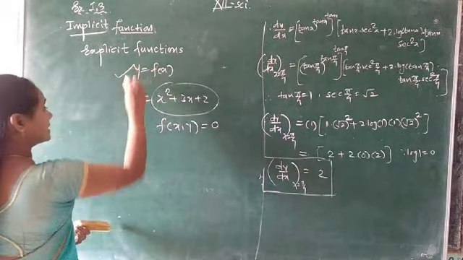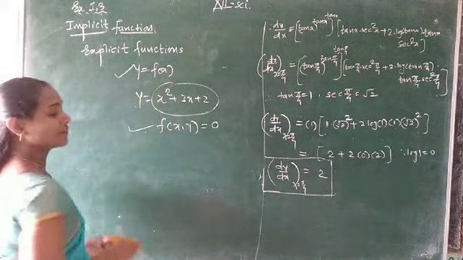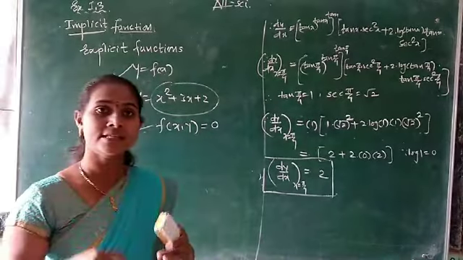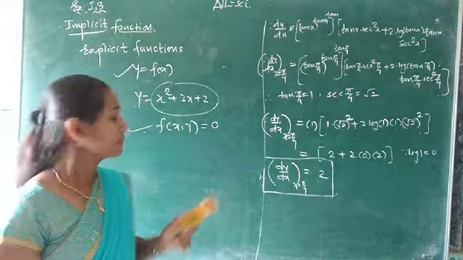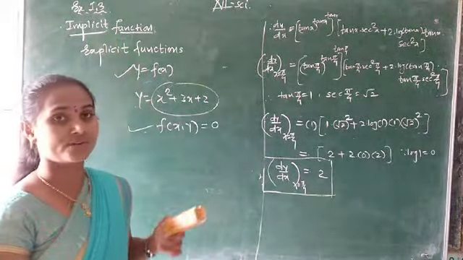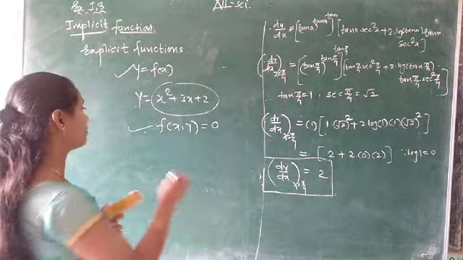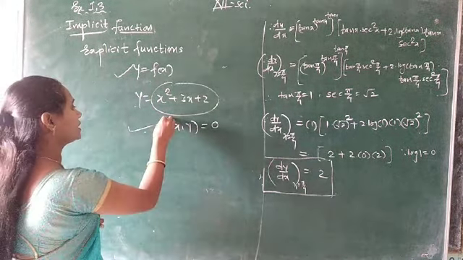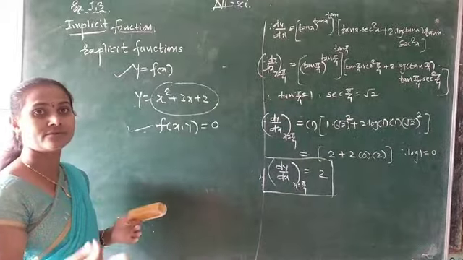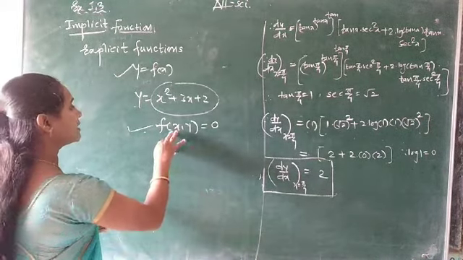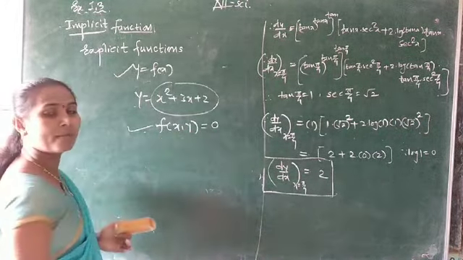Here look at, these are different forms. y is equal to f of x means y is a function of x only. And in the type of implicit function, it is not only in the form of x or only in the form of y. This is in both forms, that is f of x comma y.